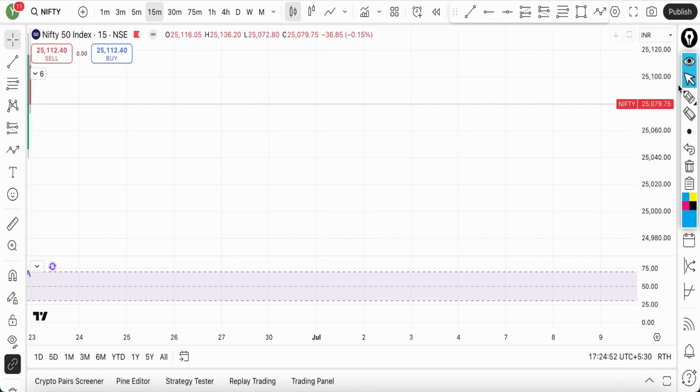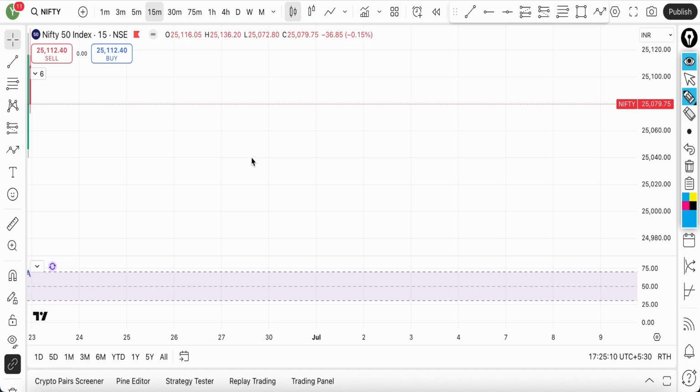And so when I look at divergences, first I'll try to explain what exactly is a divergence that I want to look at. Firstly, there are two types of divergences that we can look at. One is a positive divergence, one is a negative divergence.